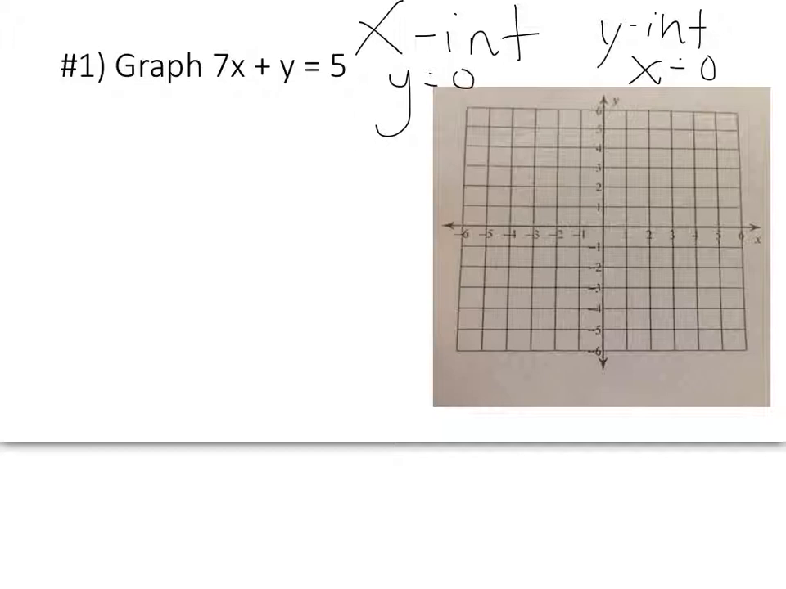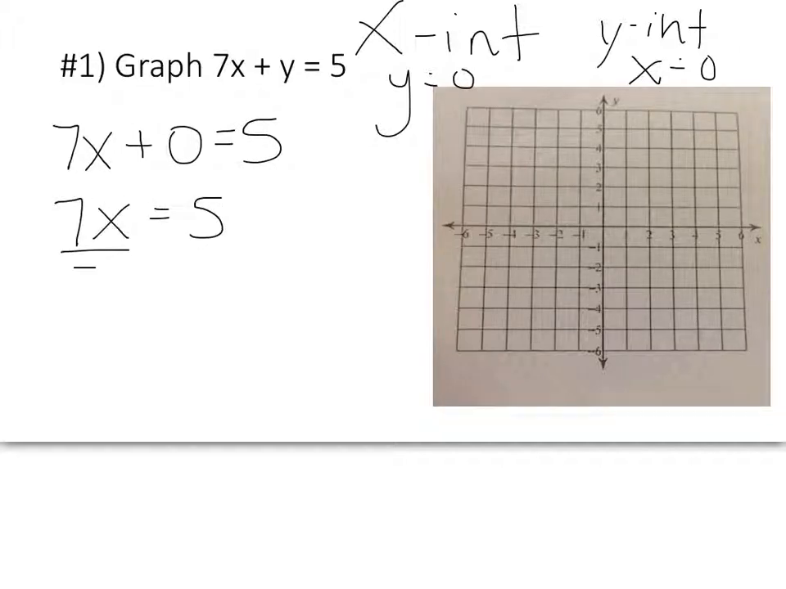Alright, so let's find the x-intercept first. So we're going to plug in 0 for y. So we have 7x plus 0 equals 5. So 7x equals 5. Divide both sides by 7. X equals 5 over 7. Okay, so 5/7 is between 0 and 1. So I'll just put a point about right there. Closer to 1 than to 0, because 5/7 is almost 1.